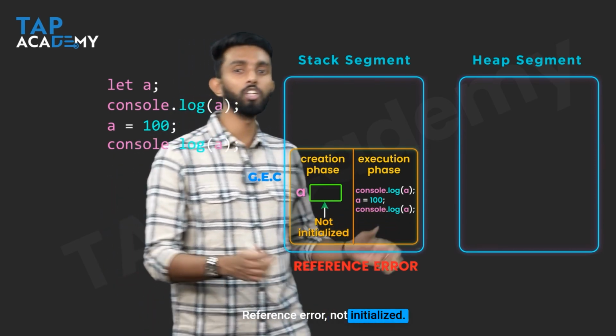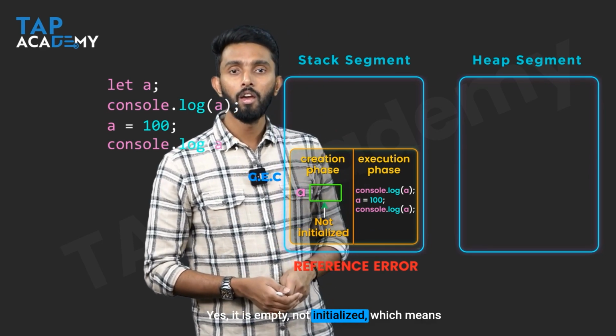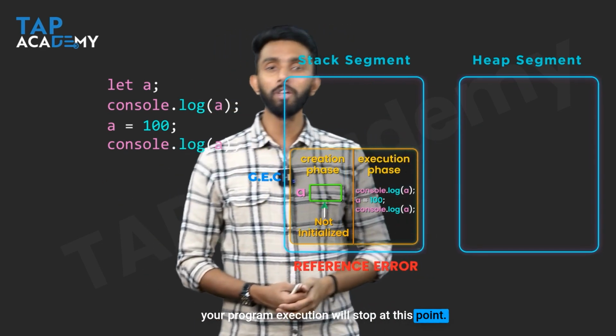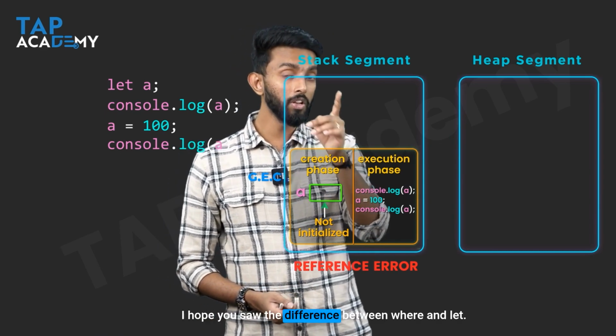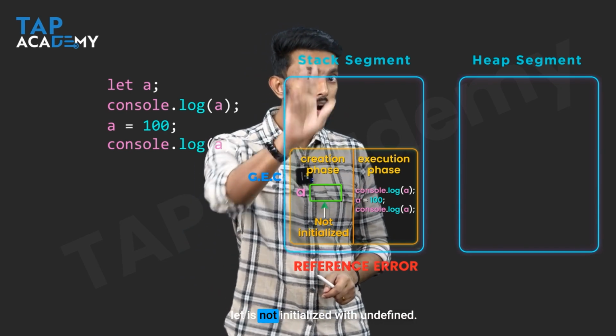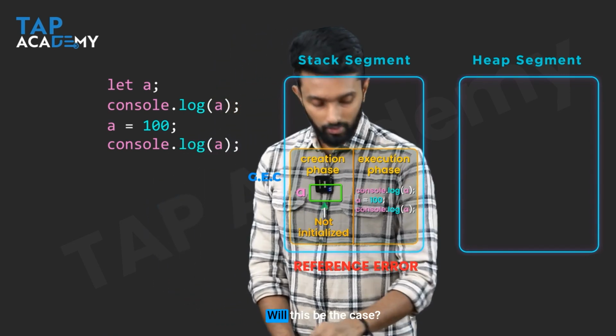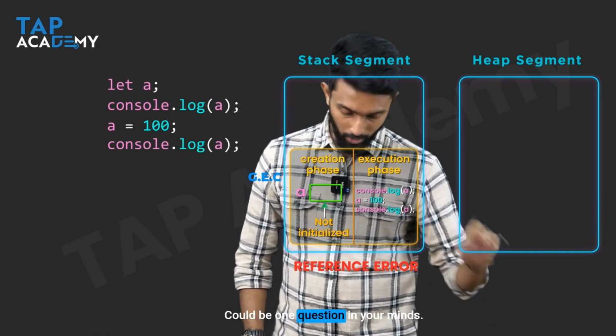Reference error, not initialized. Am I clear till here? Yes, it is empty, not initialized, which means your program execution will stop at this point. I hope you saw the difference between var and let. Var is initialized with undefined, let is not initialized with undefined. Is this much clear to all of you? Wonderful. Will this be the case? Could be one question in your minds.